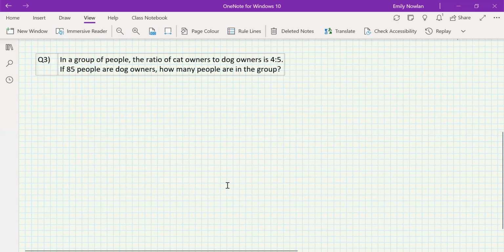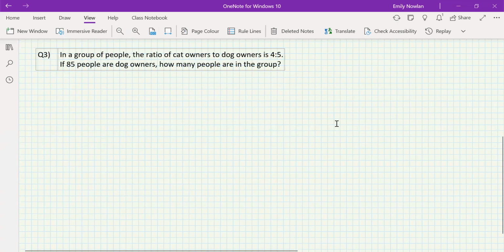Okay. Third question, you might want to pause that and try this one before I go through it. So in a group of people, the ratio of cat owners to dog owners is 4 to 5. If 85 people are dog owners, how many people are in the group in total? So this one's slightly different to the previous one. Okay, so we need to start with the idea that we've got a ratio of 4 to 5. And they are cat owners to dog owners.